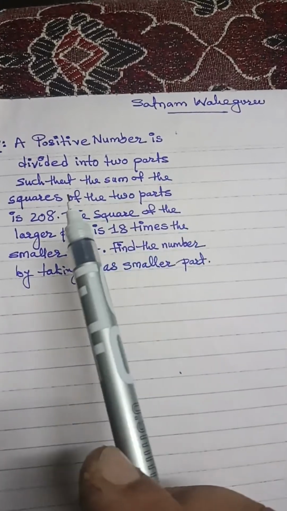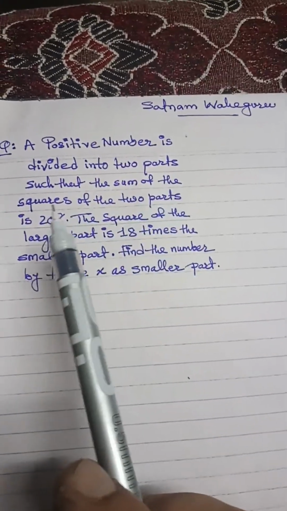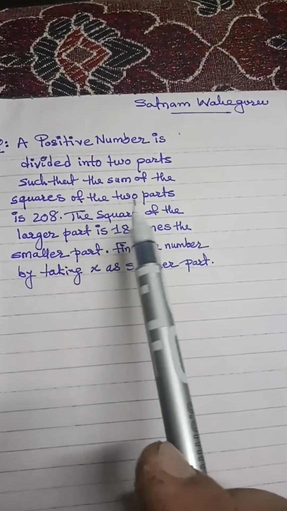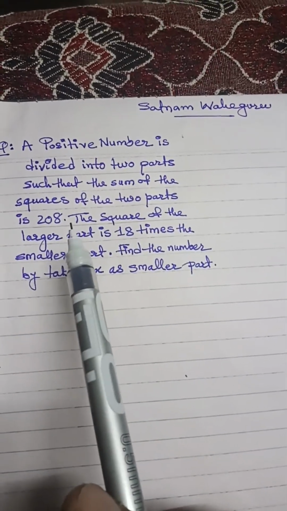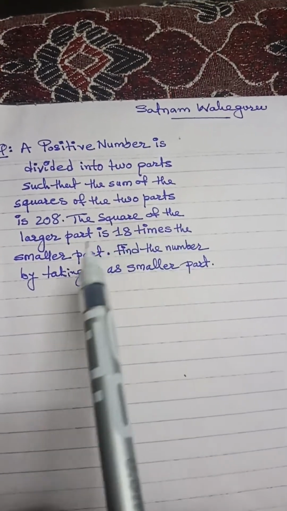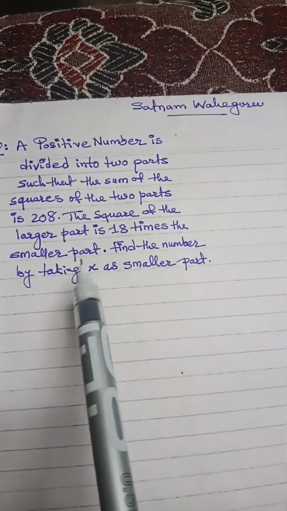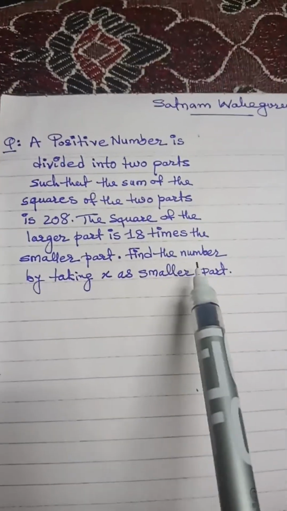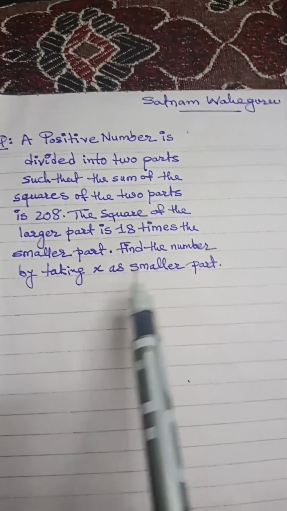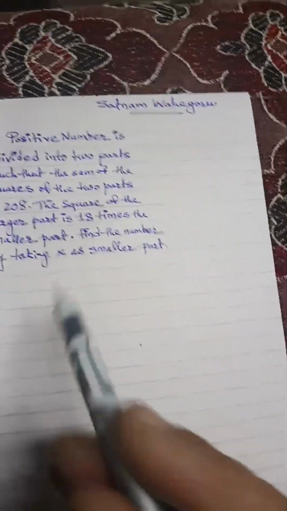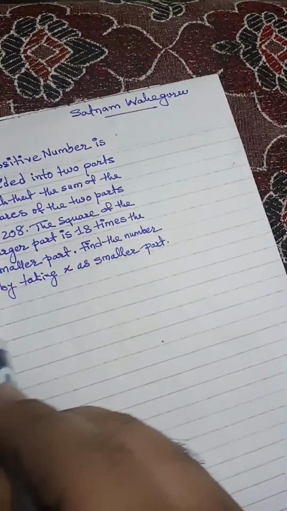A positive number is divided into two parts such that the sum of the squares of the two parts is 208. The square of the larger part is 18 times the smaller part. We need to find the number by taking x as the smaller part. So we'll start our solution.